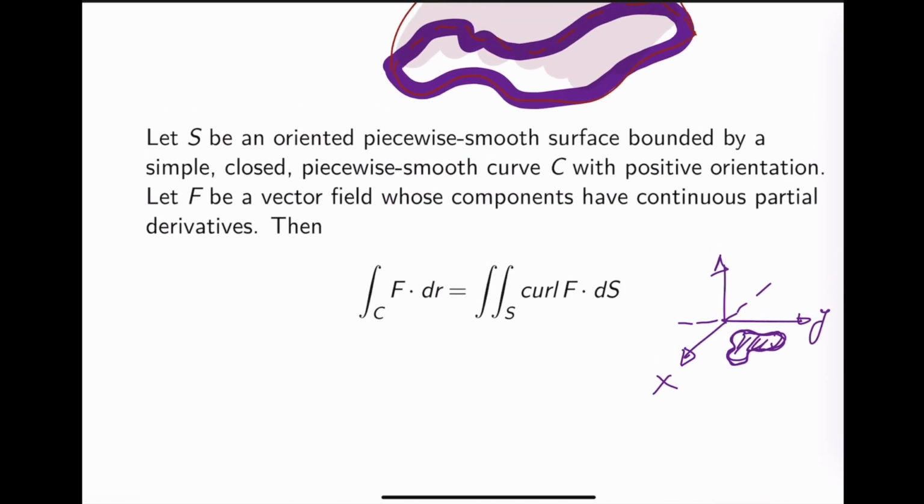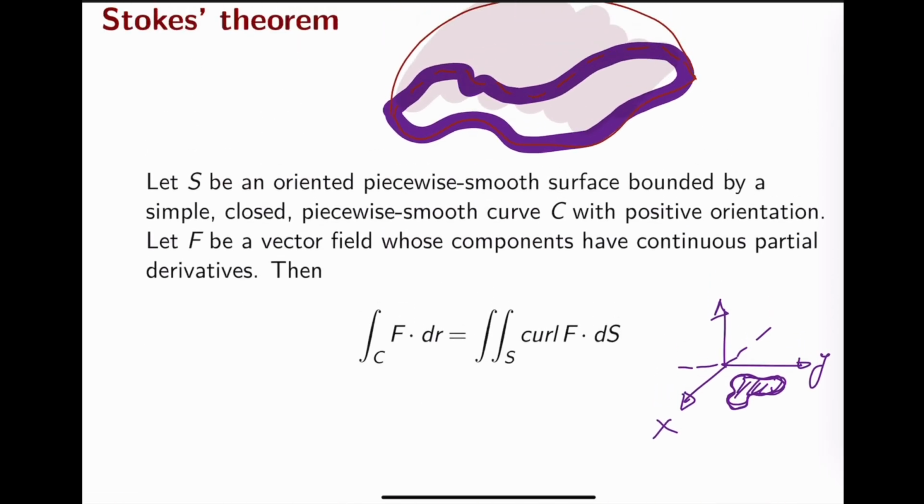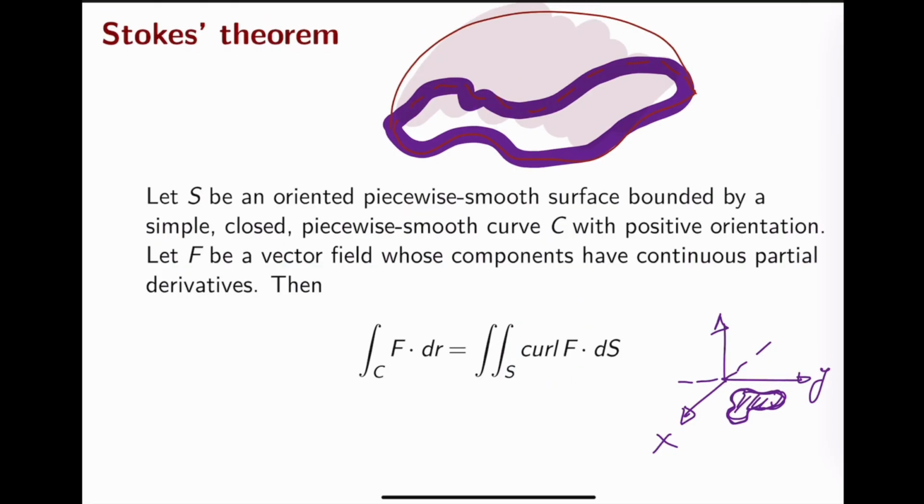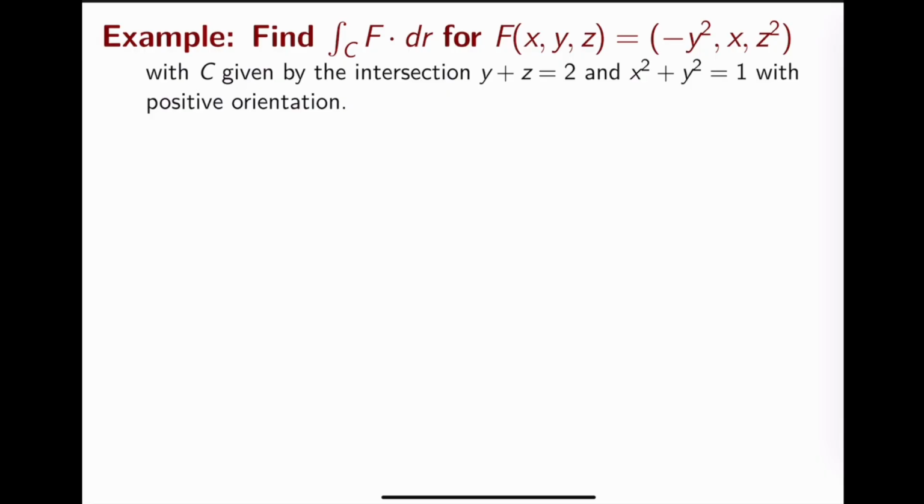Observe that in order to calculate this double integral, we need to calculate the curl of the vector field. Observe that this integral that appeared in the Stokes theorem is the curl of the vector field, which is another vector field. So this integral here is a surface integral, like the ones that we just learned how to calculate.